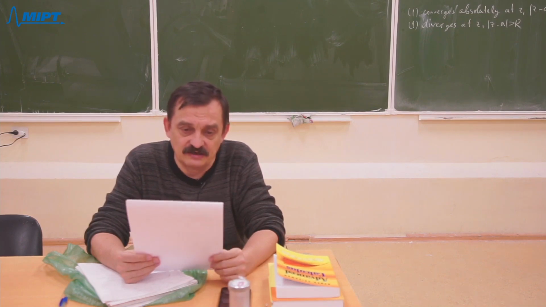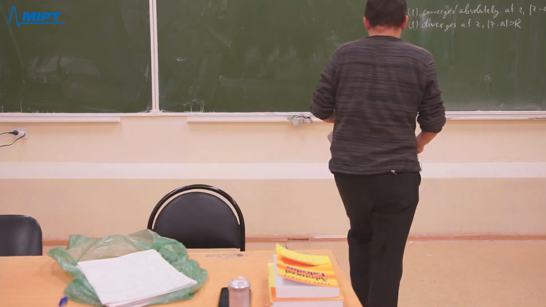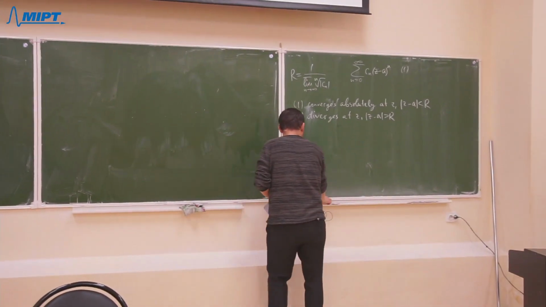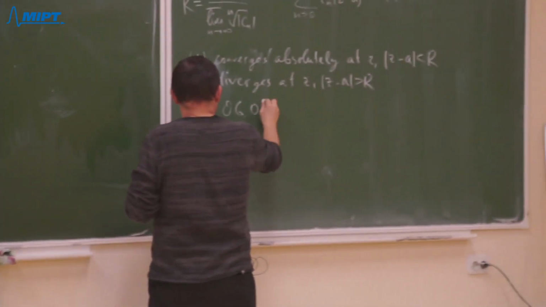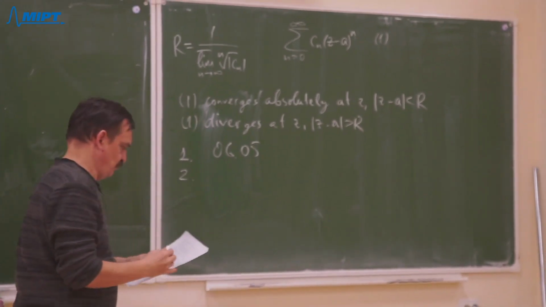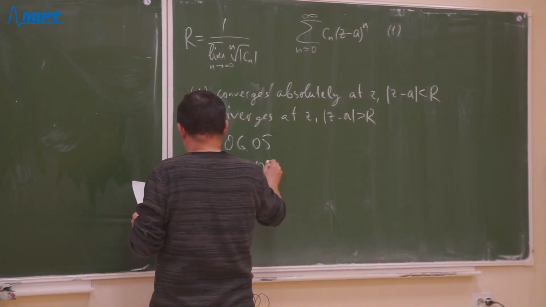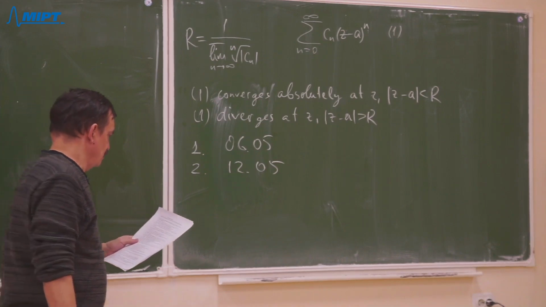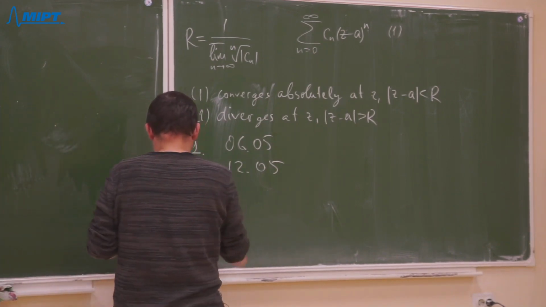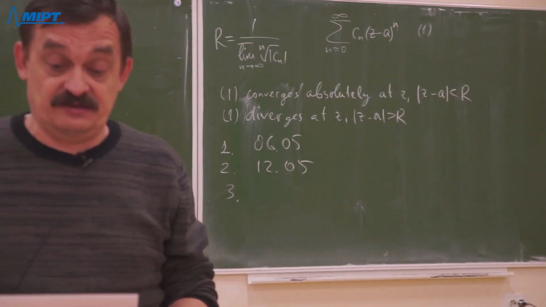So I can say, the first question is the lecture of 6th of May. So the first question, 6th of May, right? So the second question, uniform convergence, first and second theorems, 12th of May. So the third question, differentiation and integration of power series and Taylor series.